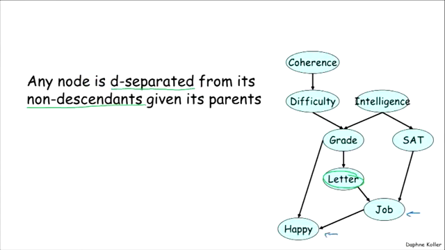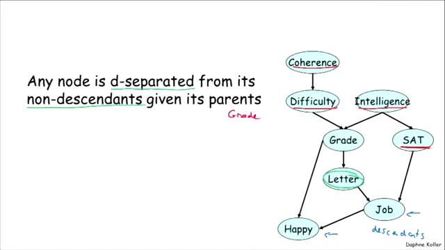And what are the non-descendants? So these are the descendants. What about the non-descendants? Well, here's one non-descendant. Here's another, another, and another. So those are the 4 non-descendants in the graph that are not parents. So now let's convince ourselves that letter is d-separated from all of its non-descendants given its parents. And let's take just an arbitrary one of those. Let's take SAT, for example, and let's see if we can find an active trail from SAT to letter that is active given the parents, which in this case is just the variable grade.